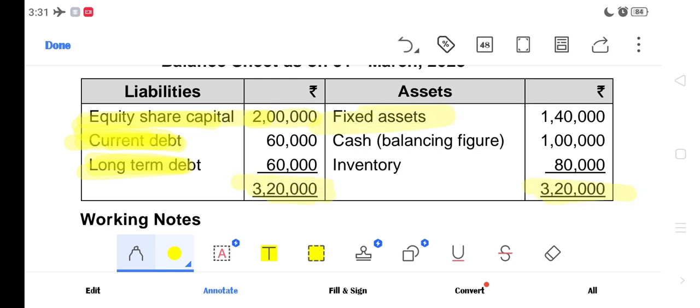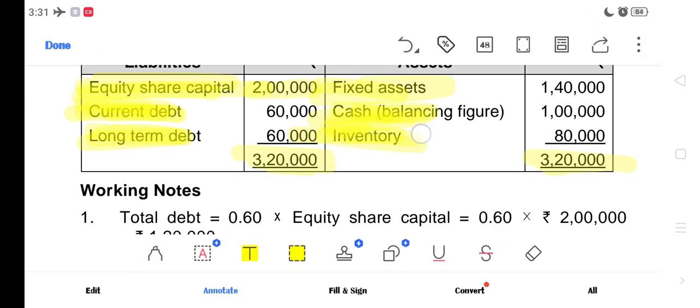You have, obviously, on the assets side fixed assets, current assets, and other non-current assets, something is there, no. So fixed assets and current assets on the asset side, right? So if they have given inventory, fixed assets, inventory, and other current assets, right? Okay, now here we have equity share capital as 2 lakhs.